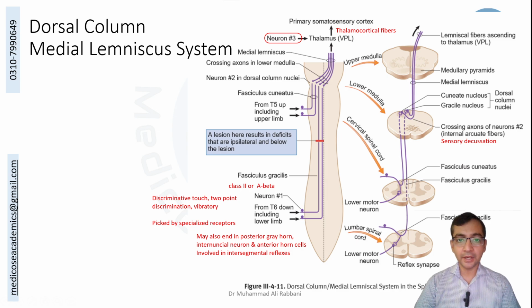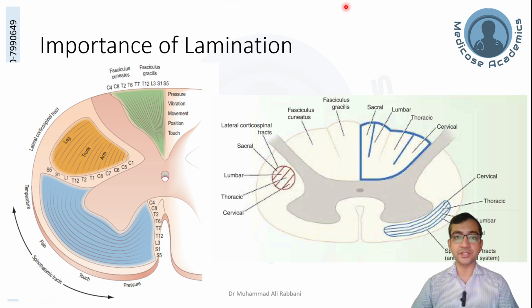So this is about that, and here is the lamination of this tract shown. The most medial fibers are those of the sacral fibers and the most lateral ones are those of the cervical fibers. The same picture is shown for Gray's Anatomy.